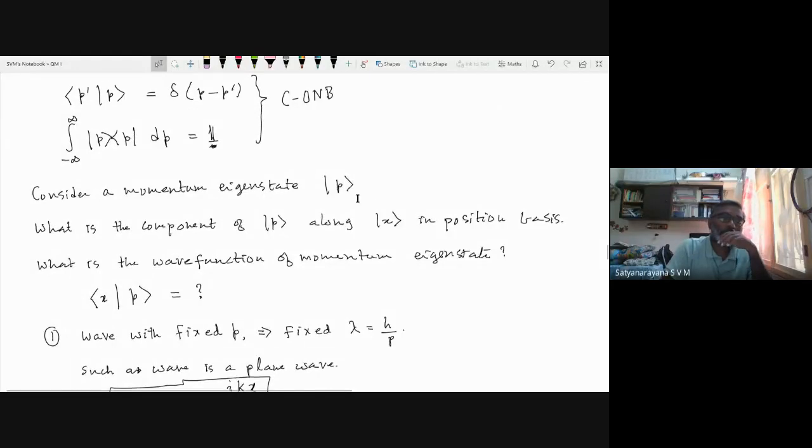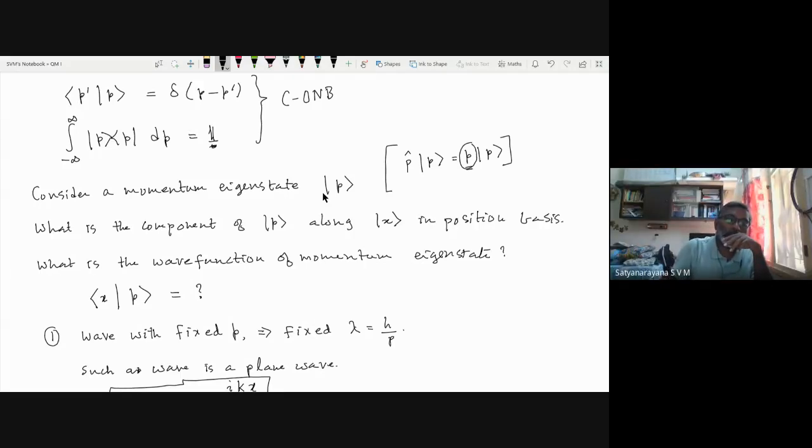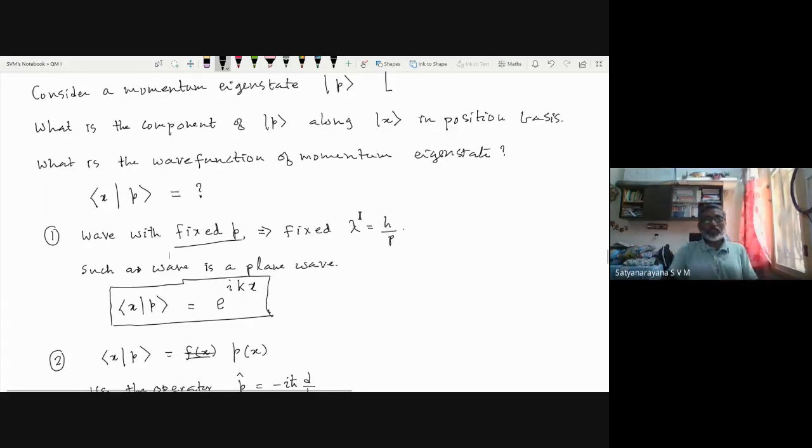Essentially, when I say a momentum eigenstate, it is a fixed momentum state. If I have a momentum operator P acting on the state |p>, it will give me an eigenvalue p times |p>. This is the statement of a momentum eigenstate, which means the eigenvalue is fixed. So for a fixed p, in the first case I am trying to present a physical argument that if you fix p, then you have fixed lambda. And what kind of mathematical expression can we have for a wave with a fixed value of lambda? That is simply a plane wave, basically a sine wave. In the complex notation, it is called a plane wave.